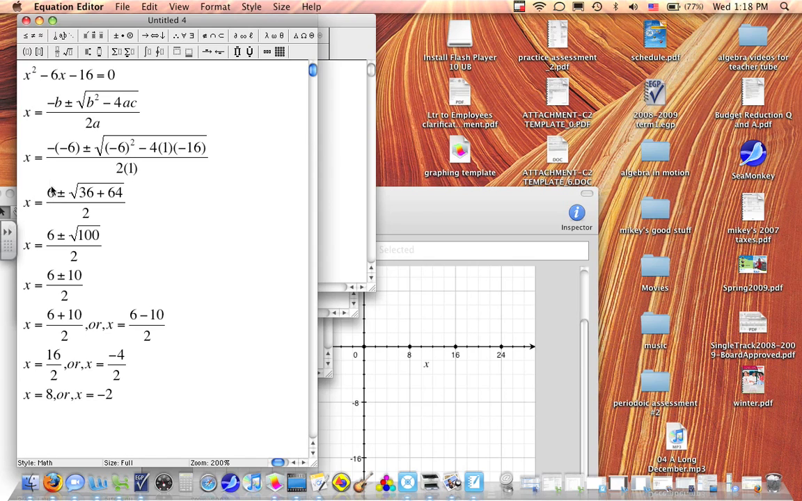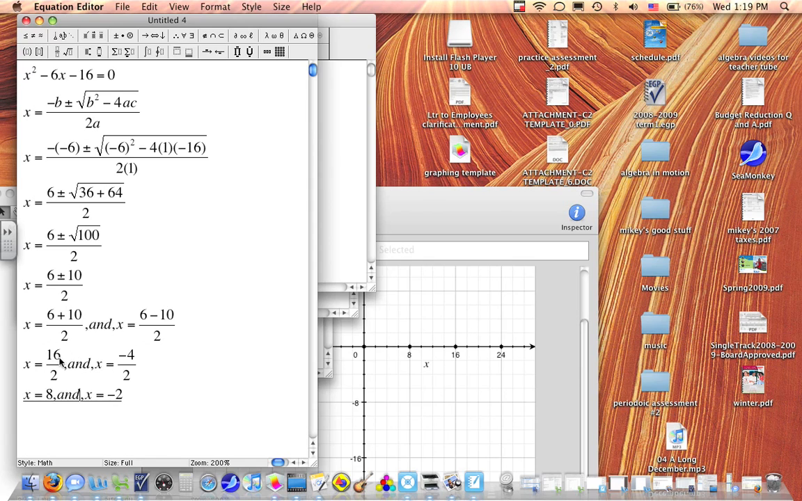I multiply negative 6 times negative 6. Negative 6 squared is 36. Negative 4 times 1 times negative 16 is 64. And 2 times 1 is 2. 36 plus 64 is 100. Square root of 100 is 10. Split it up into 6 plus 10, and let's change that or to an and, because we are using both. And then 6 minus 10.